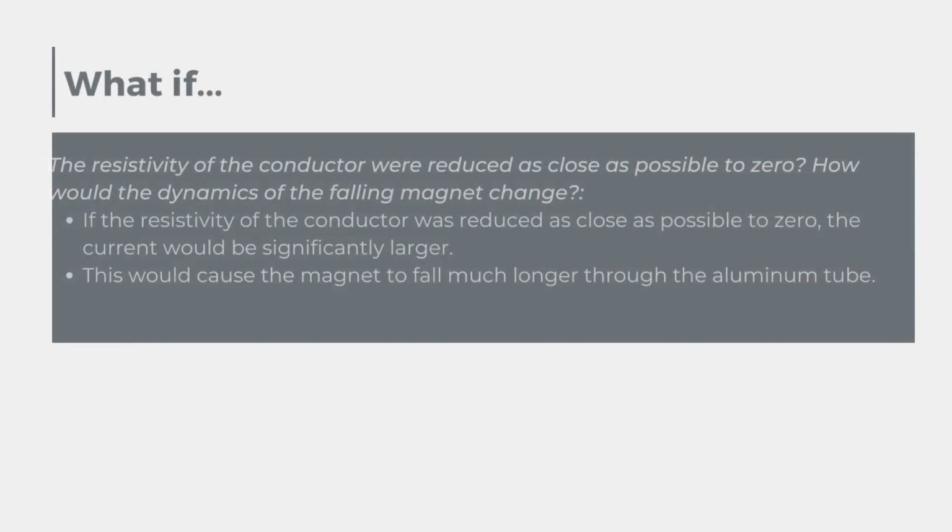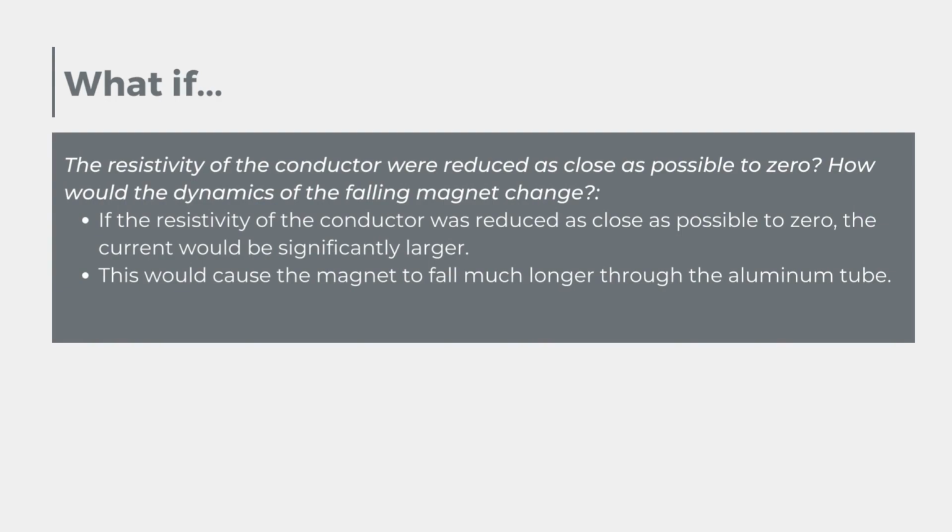So, for our reflection questions, what if the resistivity of the conductor were reduced as close as possible to 0? How would the dynamics of the falling magnet change? If the resistivity of the conductor was reduced as close as possible to 0, the current would be significantly larger. This would cause the magnet to fall much longer through the aluminum tube.